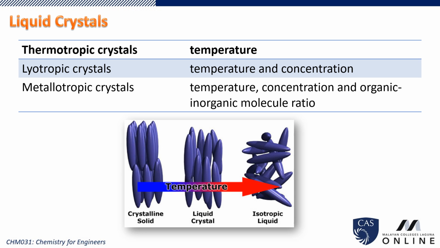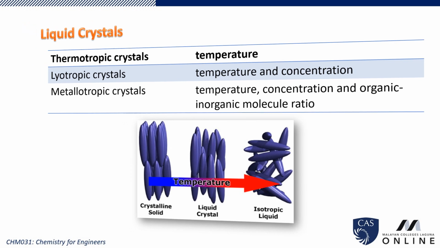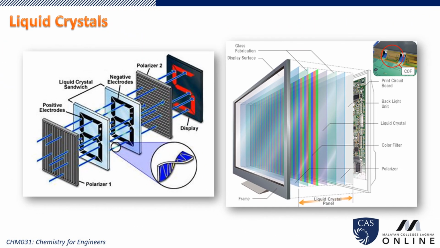These materials are important in applications such as display technologies and advanced materials. They demonstrate that structure and order can exist even in partially fluid systems. That concludes the lecture on the types of crystals. Focus on how bonding type determines physical properties, as this is the key to understanding material behavior.